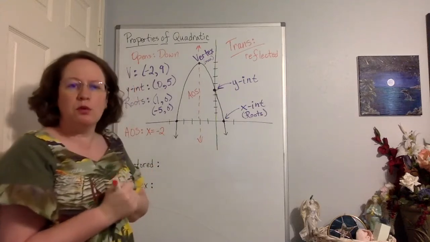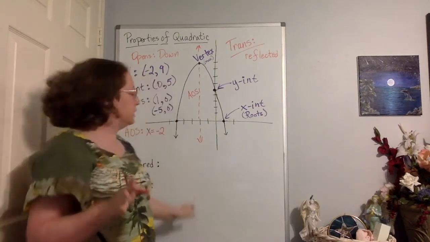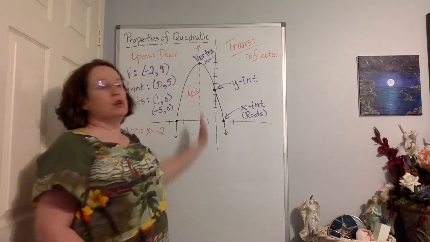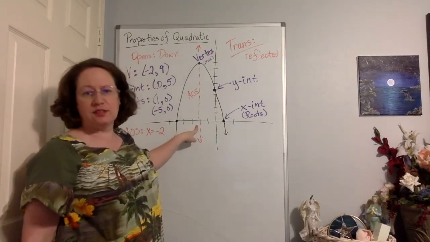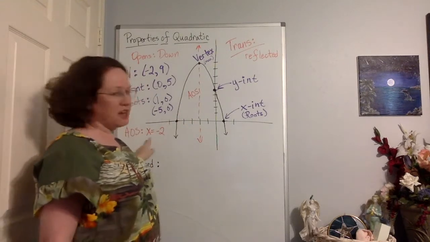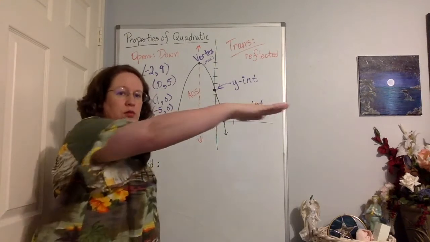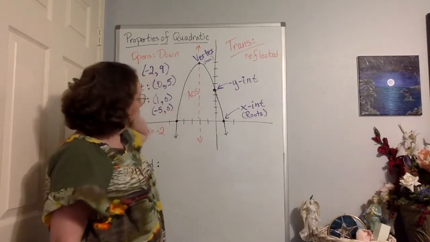Now some of you say, well, why is it x equals and not y equals? Well, it's really easy. Whatever axis it's cutting across. So this vertical line crosses the x-axis at -2. So it's x equals -2. If it was y equals, it would be a horizontal line. It would be going this way. Okay, so we have a vertical line.